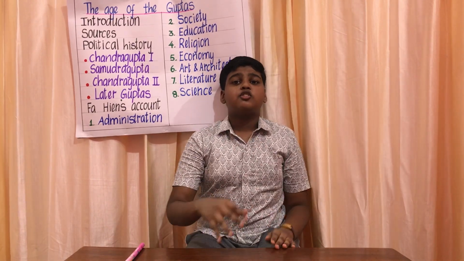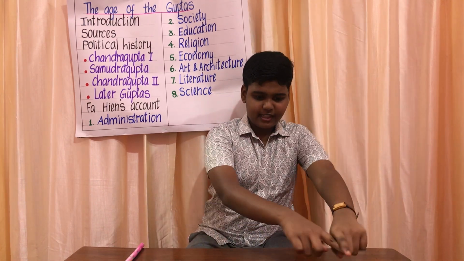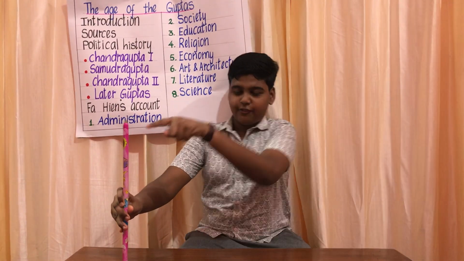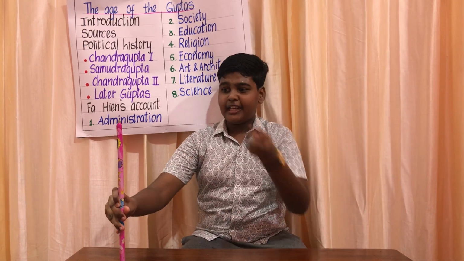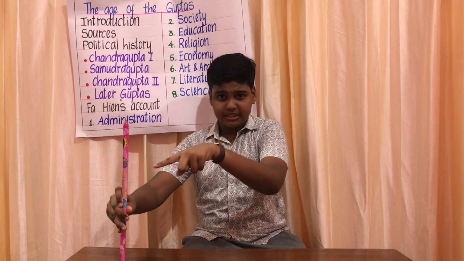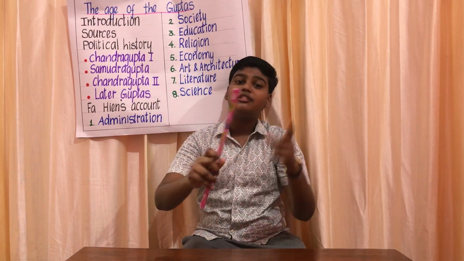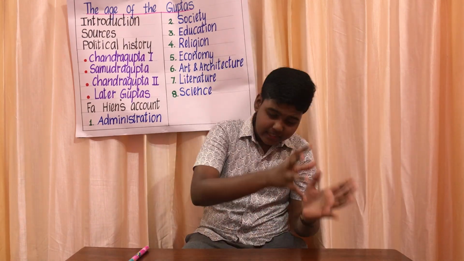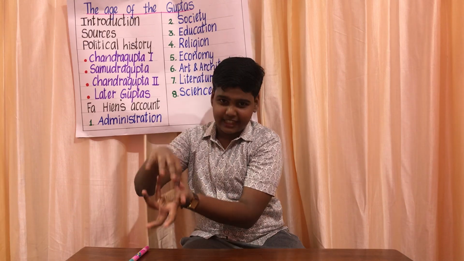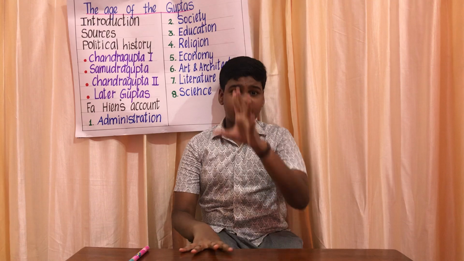So suzerainty means, just think, this is a place, and here is a ruler. I am the ruler and I defeated him. So now this is the north, and this is the south. Now I need to administer it, but I cannot administer it directly. So I ask for tributes from him. That is known as suzerainty, making another king a king's king, like a king of kings. That is what suzerainty means.